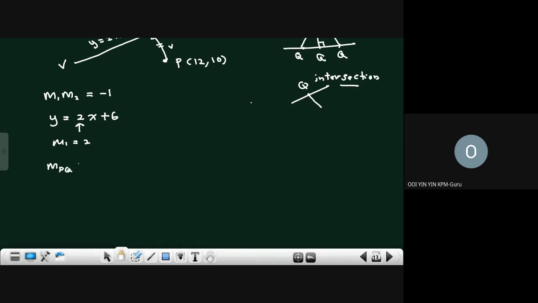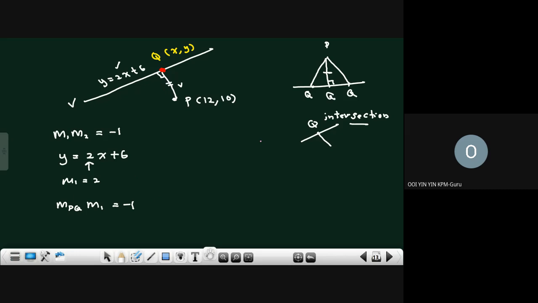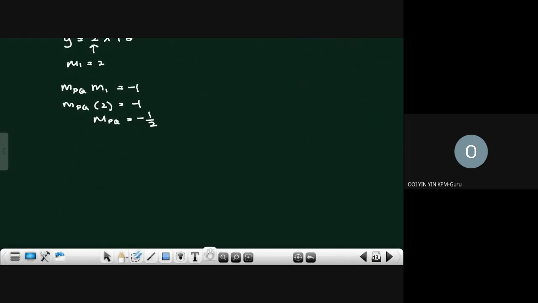MPQ multiply with your M1 here will equal to -1. Because can you see they are perpendicular? Perpendicular, that means these two lines, the gradient multiplied together, they will equal to -1. So now I put in my M1, which is 2 from the first equation, and then here -1. So the gradient for MPQ is -1/2. Okay, so you get your MPQ already.